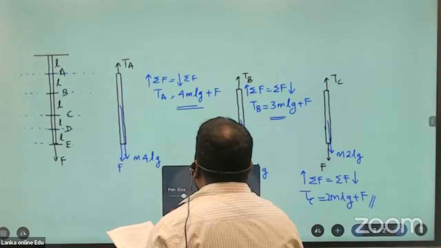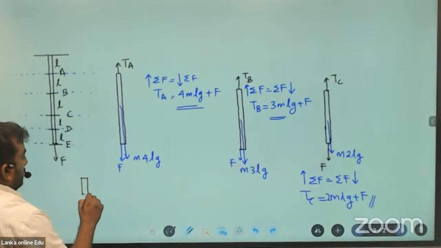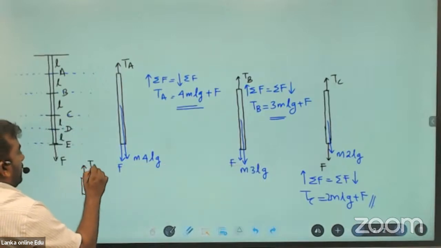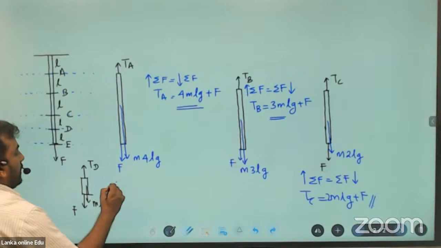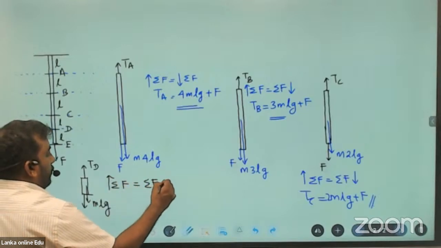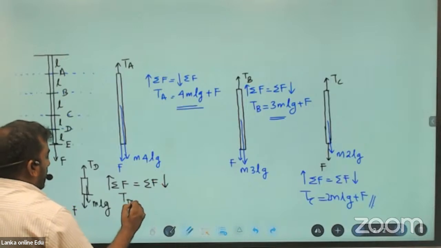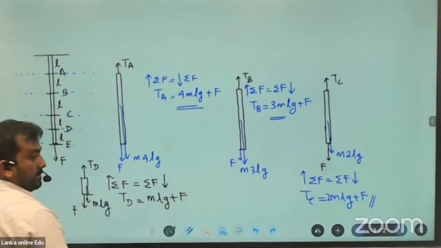Tension at D. Make a small imaginary cut. Here tension at D. Here F is there. Here you can take mLg. Sum of forces in the upward direction balances sum of forces downward. Tension at D is mLg plus force.